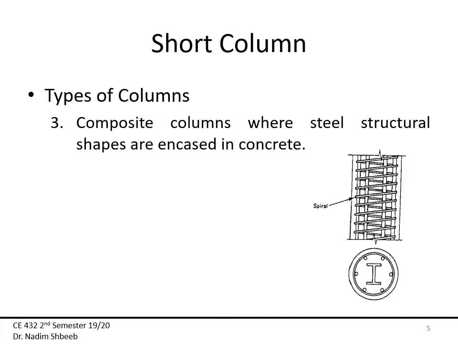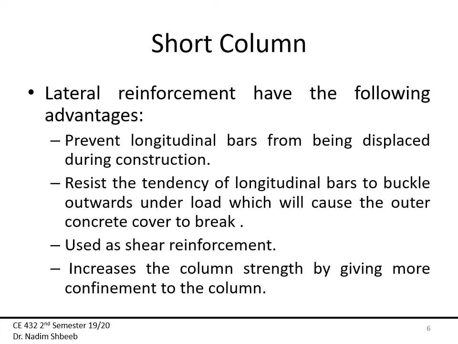Another type of column is what we call a composite column, and there we have what we call steel structural shapes, like this, which is what we call an I-beam. This is also a main reinforcement, and this is usually used for very high loadings. We will not talk about that in this class. Our main part is going to be the first two types, not this one. But these are the column types that we have.